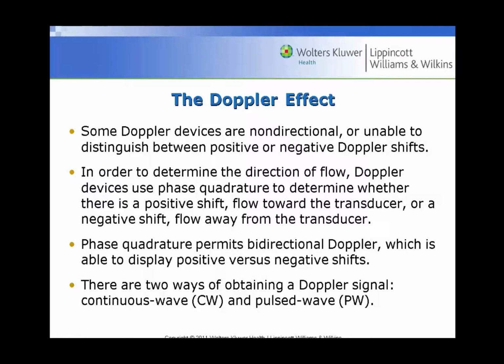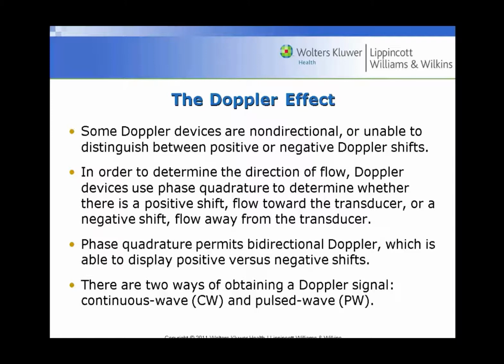There are some Doppler devices that are non-directional, unable to tell us if it's a positive shift or a negative shift. But for us, that's not going to be very useful. So we need to know the direction of flow. Doppler devices use phase quadrature to determine whether there's a positive shift, meaning flow towards the transducer, or a negative shift, flow away from the transducer. So again, adding that term to your vocabulary: how does Doppler determine direction? It would be using phase quadrature technology.